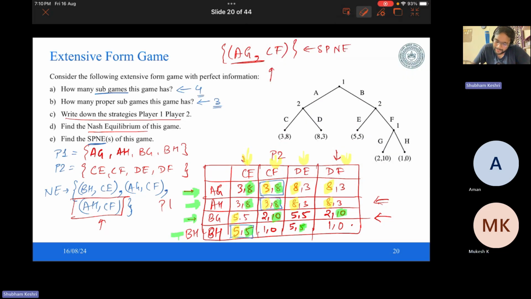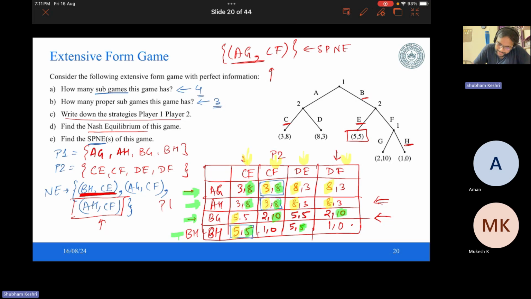No, I'm not marking SPNE. I'm marking NE, Nash equilibrium. So I'm marking this strategy set. I'm saying player 2 is playing CE, C and E, and player 1 is playing B and H. So the utility will be this, 1, 0 for this Nash equilibrium. Is this clear? It will be 5, 5, right? Okay, sorry, 5, 5. Yes, sorry. It will be 5, 5.